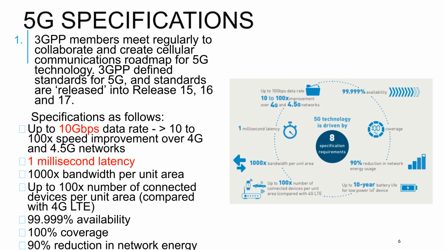Up to 100x number of connected devices per unit area, compared with 4G LTE. 99.999% availability. 100% coverage, 90% reduction in network energy usage. Up to 10-year battery life for low-power IoT devices.